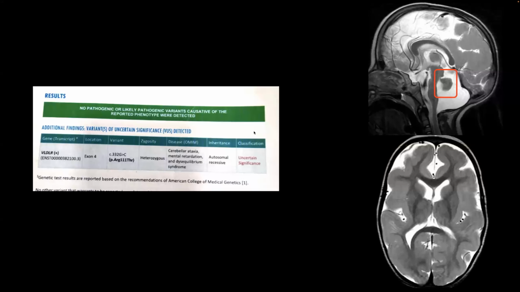And then I think genetics was sent. Yes, sir. This genetics was sent 2 years back, and it was a clinical exome that was sent, and it had come positive for a VLDLR mutation, VUS.